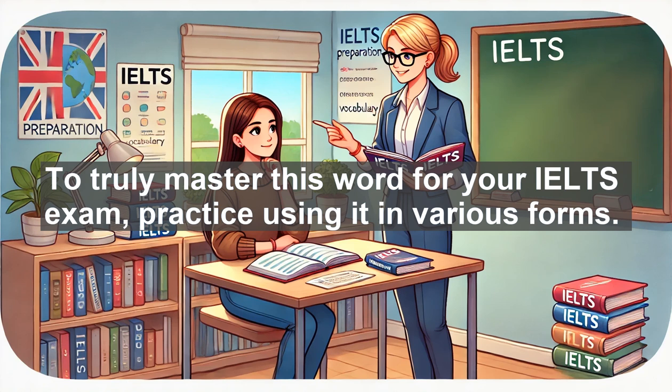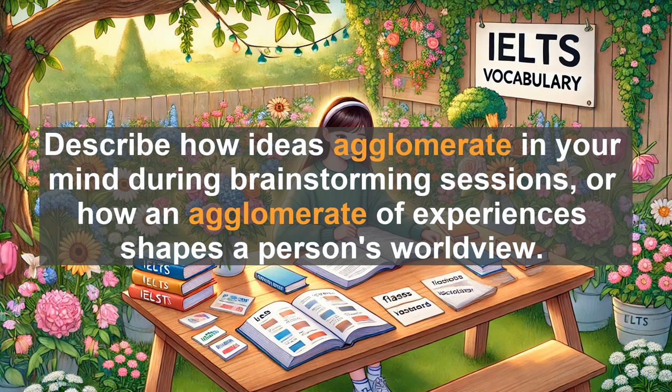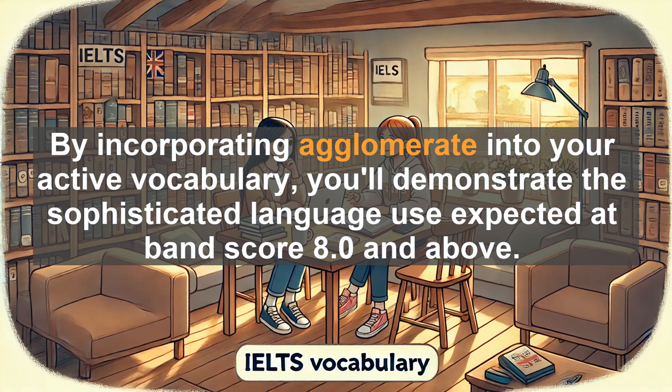To truly master this word for your IELTS exam, practice using it in various forms. Describe how ideas agglomerate in your mind during brainstorming sessions, or how an agglomerate of experiences shapes a person's worldview. By incorporating agglomerate into your active vocabulary, you'll demonstrate the sophisticated language use expected at band score 8.0 and above.